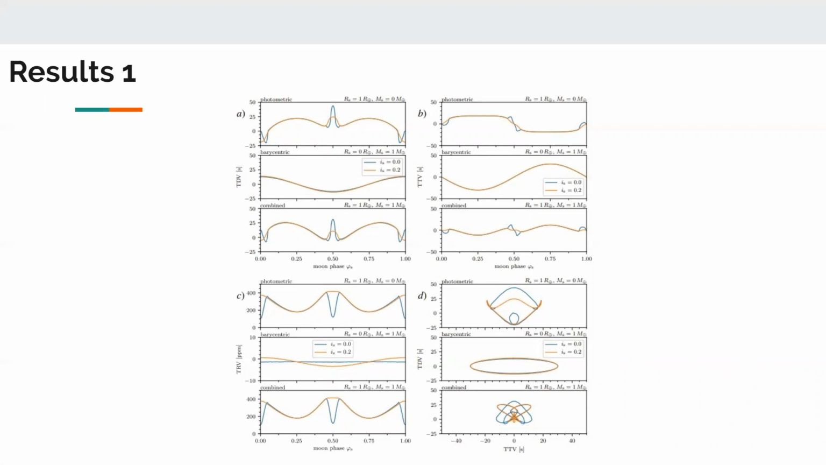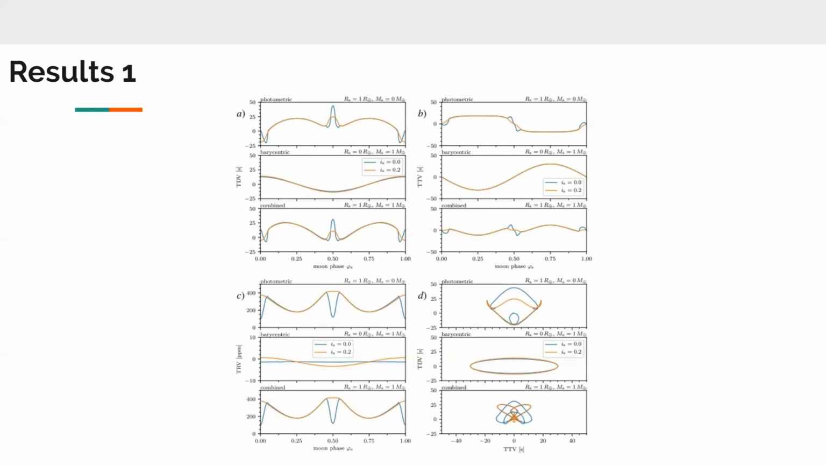And so for each of these panels, we can see that they're separated into 3 subplots. The first of these subplots on the top is the photometric distortion due to the moon. The second of these subplots is the barycentric motion of the planet due to the perceived moon. And the third is a combination of these 2 effects.